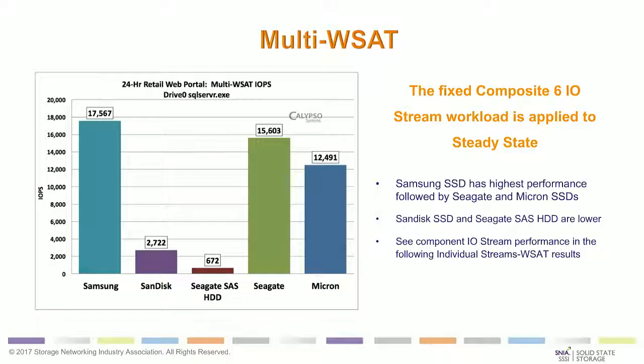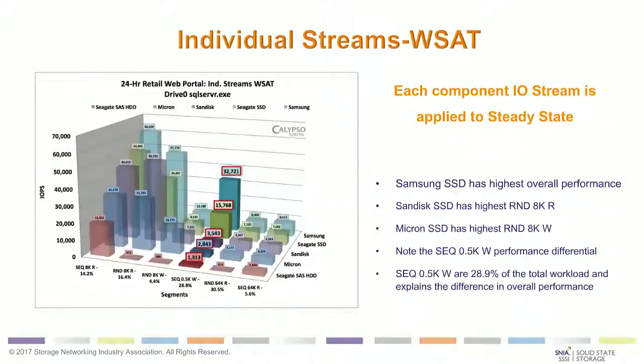So slide number 1, again, 6 I/O streams applied continuously the same way, and you get one drive that is higher than the others, two drives that are lower. And then if I break that out and look at the individual 6 I/O streams, the highlighted ones in the middle are sequential half-K writes, and you can see in this case, the drive in the back was 32,000 and the drive in the front was 1,800.